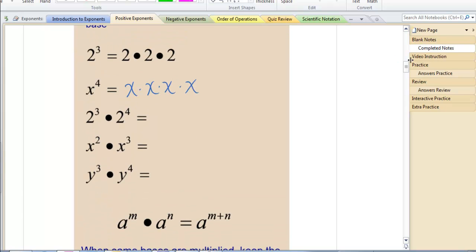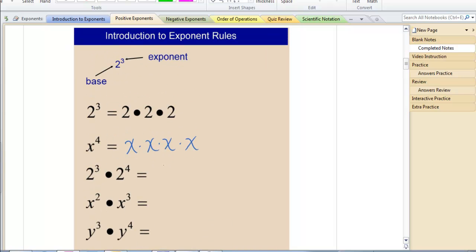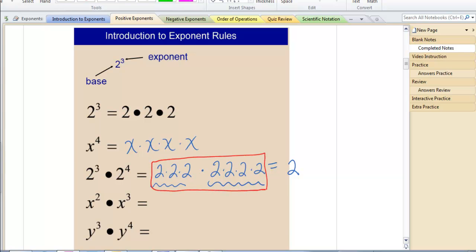Then we played around with how to write out something like 2 to the third times 2 to the fourth. But we're going to take this to the next level today. Here we would write out 2 times 2 times 2, 3 times, times 2 times 2 times 2 times 2, 4 times, to represent 2 to the third times 2 to the fourth. What I'd like you to do is think about what that would equal, not multiplied all the way out, but what exponent you're going to have on your base of 2. If this represents 3 2's and this represents 4 2's, what exponent is going to represent all of those 2's?